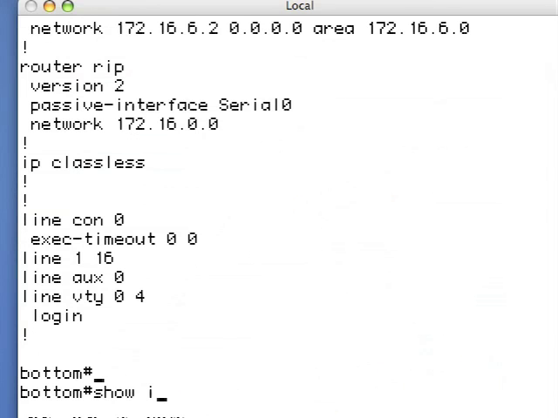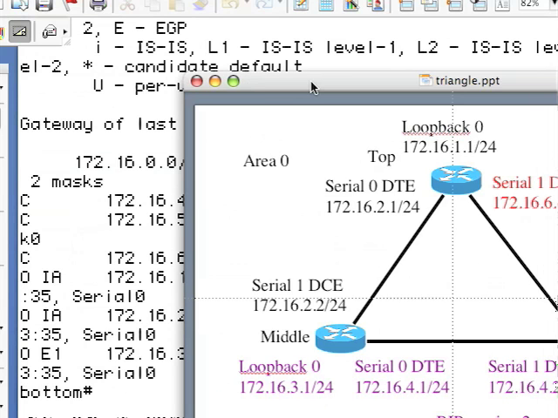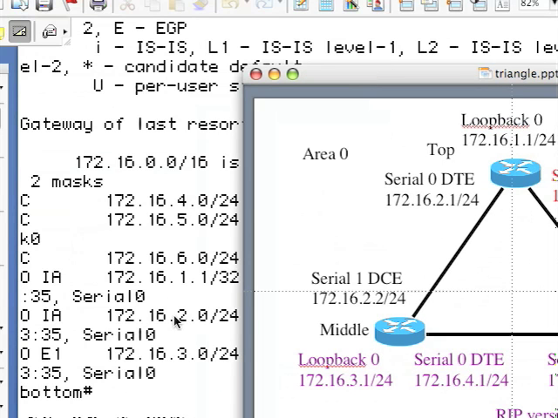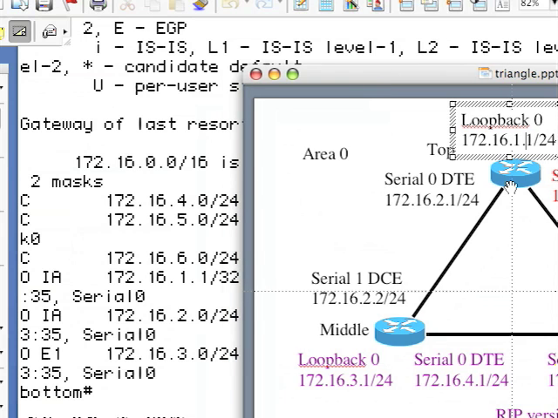Let's go ahead and look at our routing table. In our routing table, we have our 3 directly connected subnets. We have 2 OSPF inter-area routes for 172.16.1.1/32, which is the loopback of the top router. Now note, the loopback of the top router is really a /24. However, OSPF treats all loopbacks as stub networks and just has a /32 in the route table.